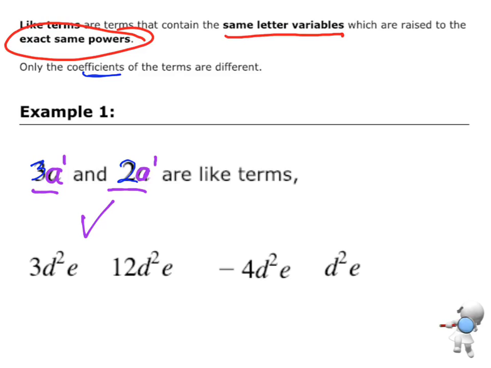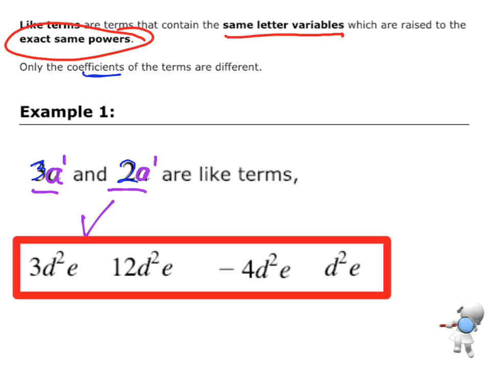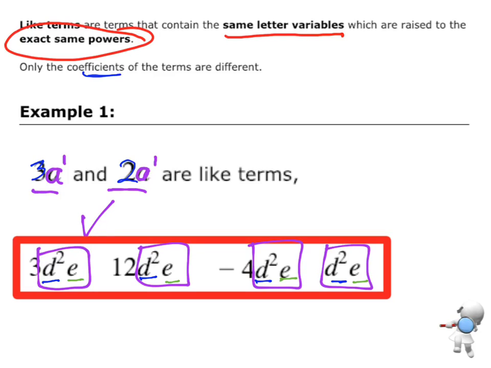If I look at these other ones here, we want to decide, are they like terms or not like terms? So the key is looking for the variable and matching power. This has got a d squared, d squared, d squared, d squared. So they've all got a d squared in it. There's also an e and an e and an e and an e. So that combination, d squared e, is the same. The difference is the coefficients, but apart from that, the rest of it is the same, so these are like terms.